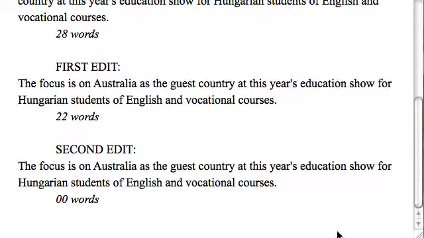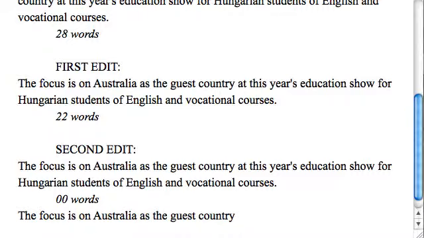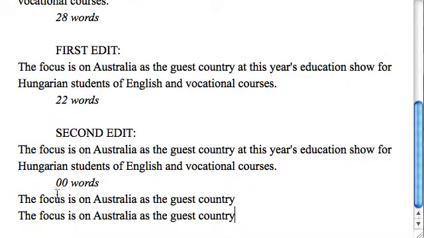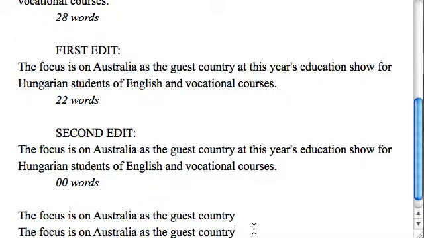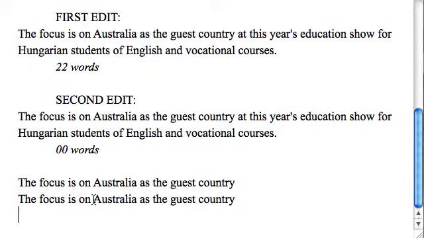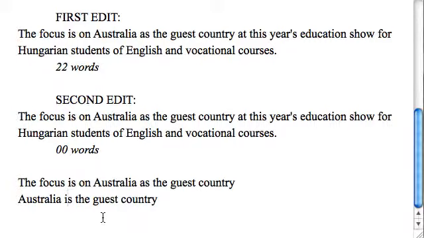I'm going to take a look at this phrase, the focus is on Australia as the guest country. Now, let's just copy the phrase, and I want to show you, sort of dramatize something here. The focus is on Australia as the guest country, compared to Australia is the guest country. I think you'll agree that the shorter, simpler, more direct way of stating this is a considerable improvement.